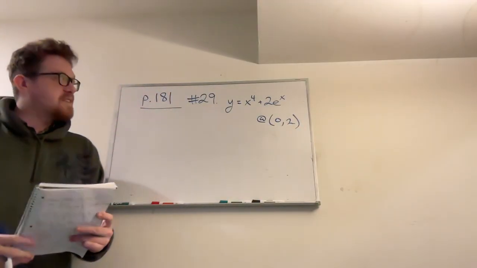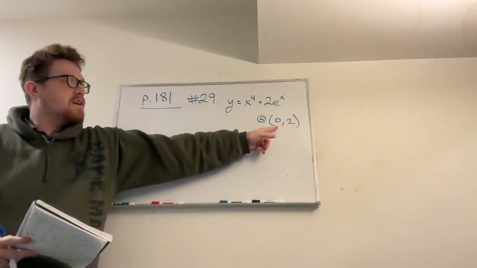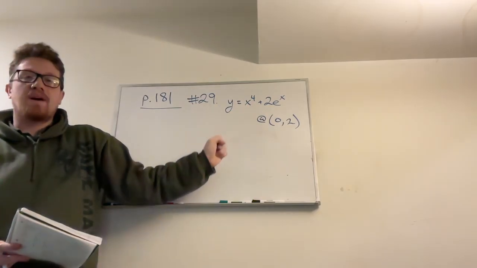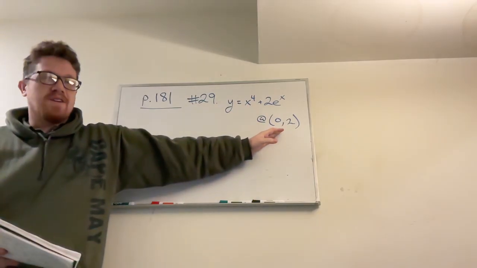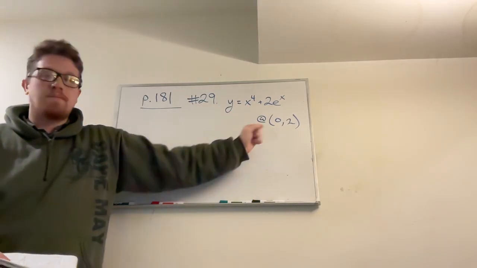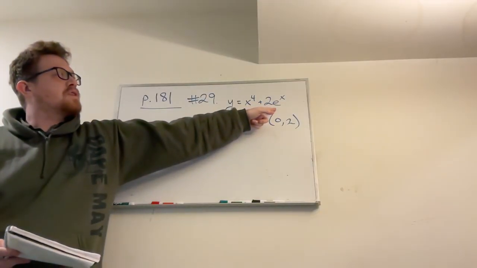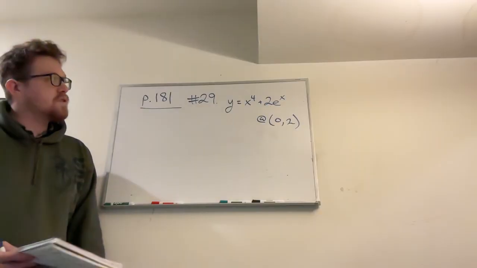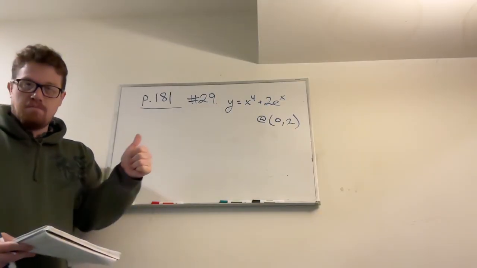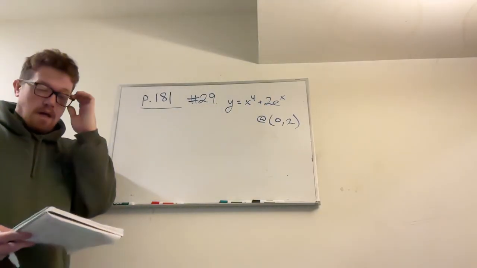And sometimes it's a little bit of a sanity check. You just want to plug in 0 into your function and see that you actually do get 2. Or else this point won't be on the curve, and that would be weird. But if you plug in, 0 to the fourth is 0, 2 times e to the 0 is 1, so this is just 2, so 0, 2 is good.